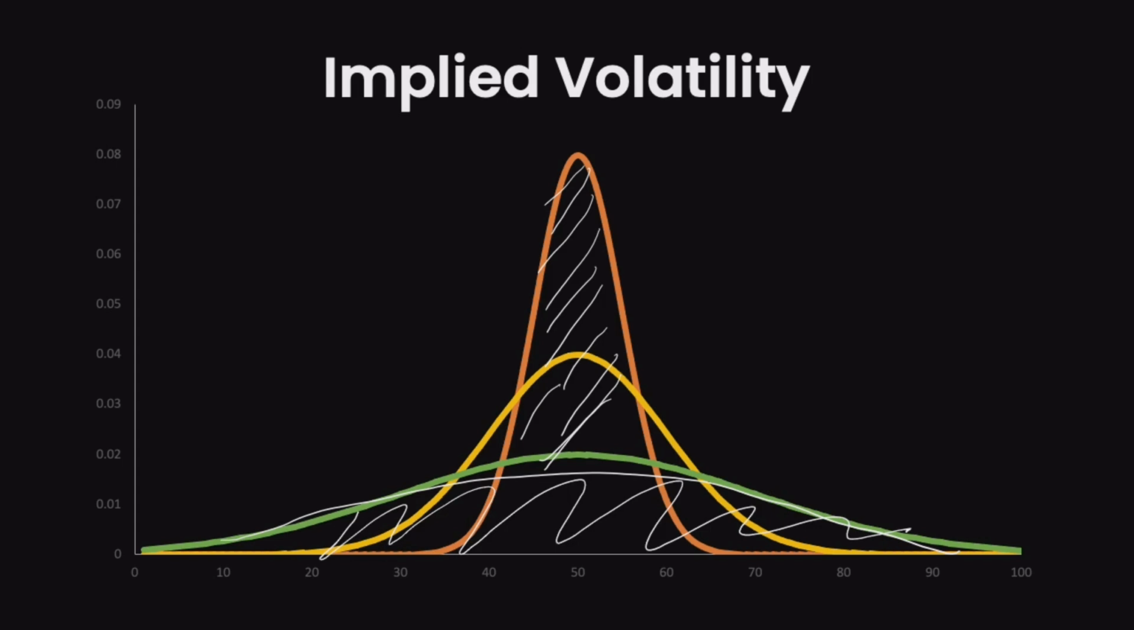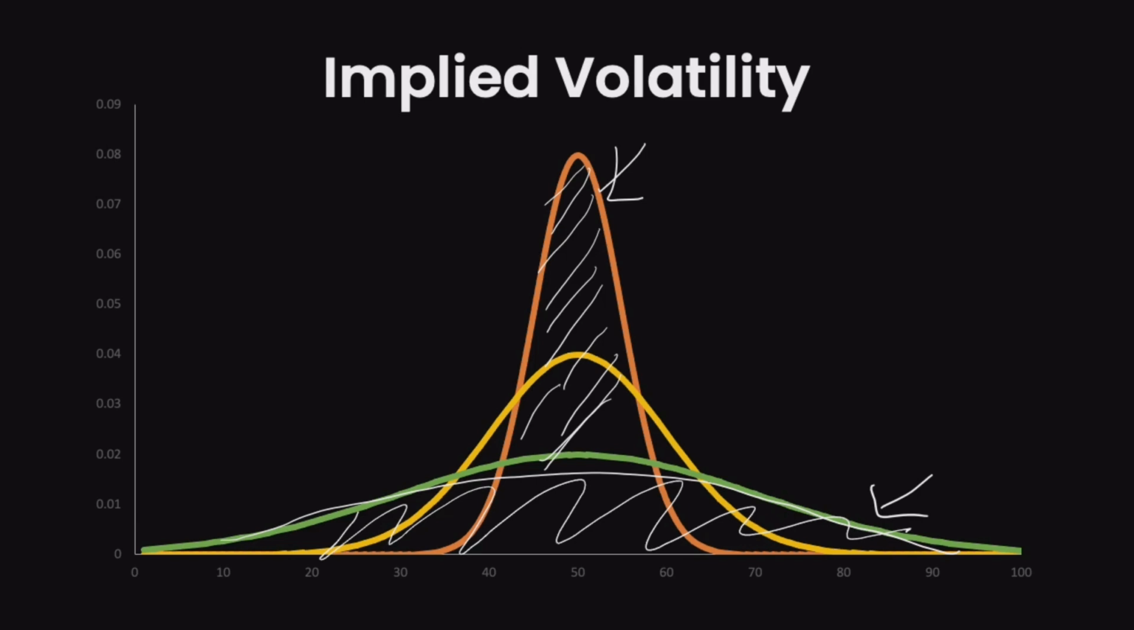Implied volatility represents the market's expectation for a stock's future price volatility. It is absolutely a critical factor in determining options prices. So think of implied volatility as the market's best guess about how much a stock's price will fluctuate in the future. When implied volatility is high, it suggests that traders anticipate significant price swings. Conversely, when it is low, the market expects relatively stable price movements.